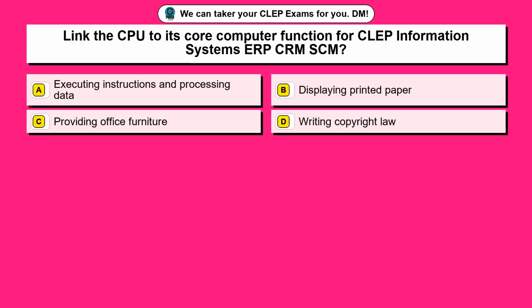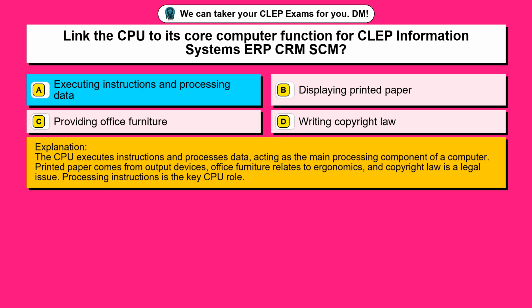Question 51. Link the CPU to its core computer function for CLEP Information Systems ERP CRM SCM. Option A. Executing instructions and processing data. Option B. Displaying printed paper. Option C. Providing office furniture. Option D. Writing copyright law. The correct answer is option A. Executing instructions and processing data.